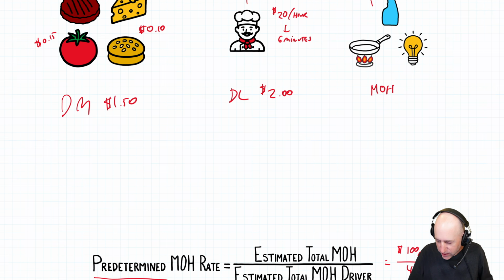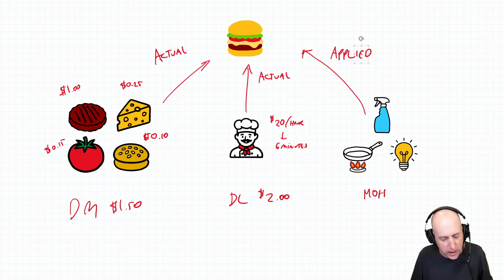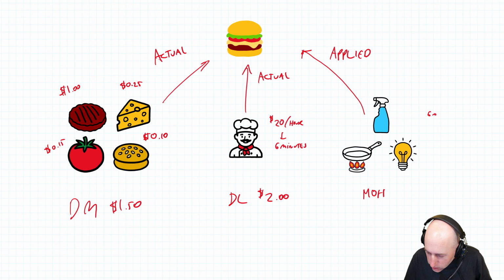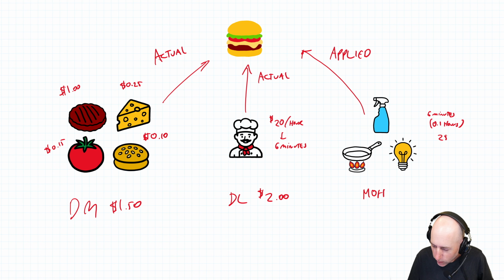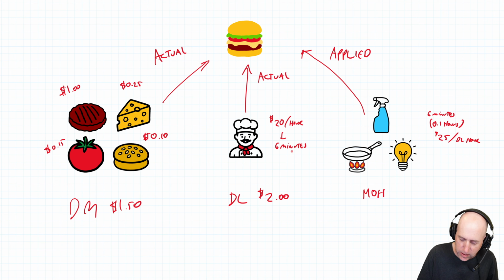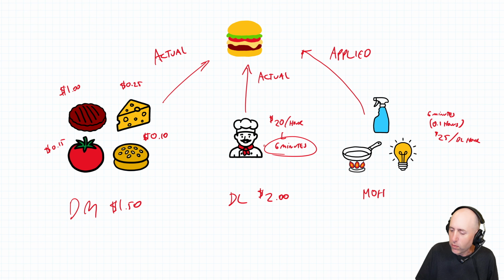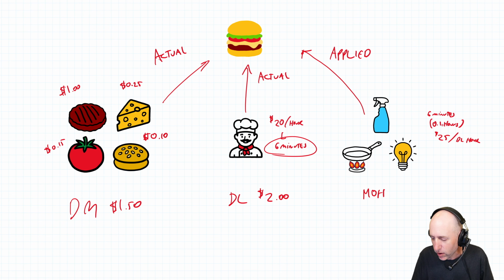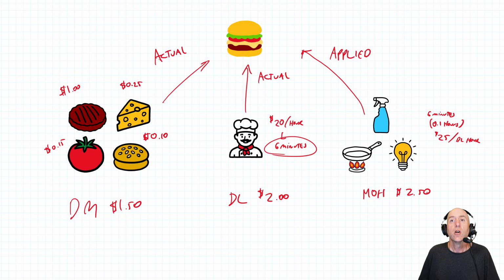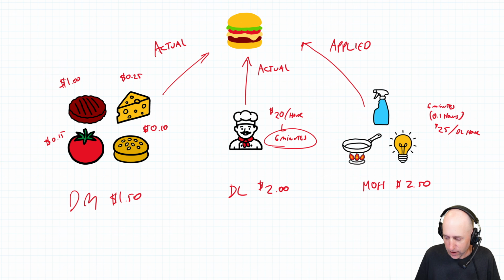So we had said it's $25 per direct labor hour. And in the moment, we know the burger took 6 minutes, 0.1 hours, and we know the rate. It's $25 per direct labor hour. Now, how do I know it took 6 minutes? Because the chef timed it, right? We timed the chef. It took the chef 6 minutes. We applied a rate of $25 per hour, 0.1 hours. The manufacturing overhead cost in this job is going to be $2.50.